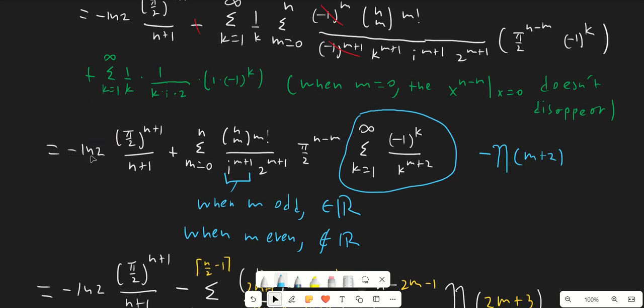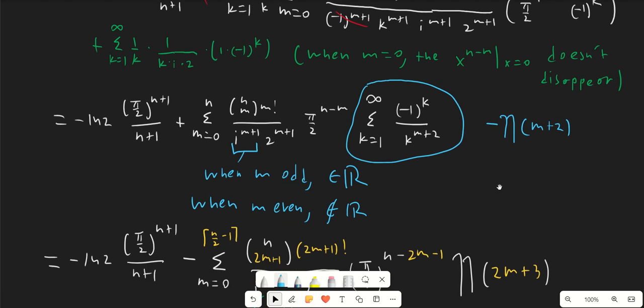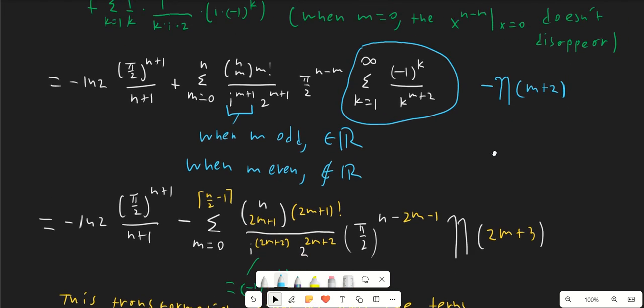And then we're going to get minus ln 2 pi over 2 to the n plus 1 over n plus 1, plus the sum from m equals 0 to n of n choose m, m factorial over i to the m plus 1, 2 to the m plus 1, pi over 2 to the n minus m, and then bringing this k summation inside, we have 1 over k to the m plus 1, and we have negative 1 to the k, and combining all these together, we get this summation right here, which just ends up being negative eta of m plus 2.